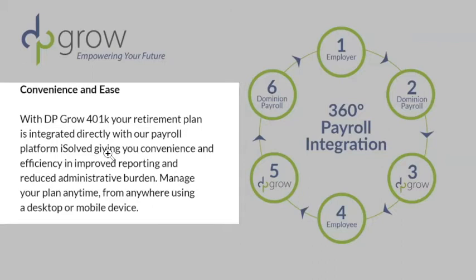Another example of 360 integration would be if an address changes. Let's say one of your employees has a new address. Our system at Dominion Payroll, we're going to make that address change, but that information is now going to immediately feed over to the plan sponsor, so that change wouldn't have to be made separately with your plan provider or the participant.